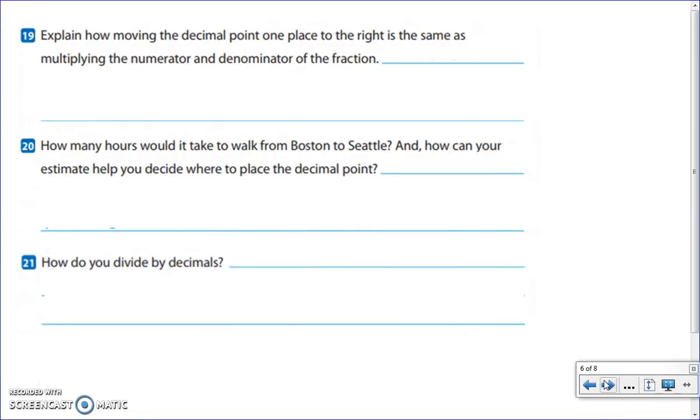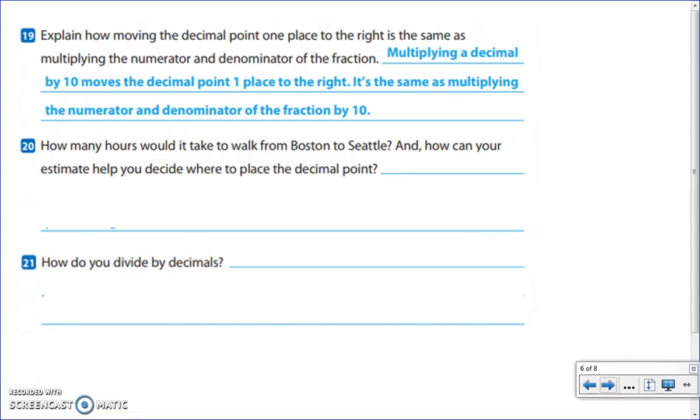So explain how moving the decimal point one place to the right is the same as multiplying the numerator and the denominator of the fraction. Well, we keep the fraction equivalent because we multiply the top and bottom number by the same number. When we multiply something by 10, we move the decimal place 1 to the right. We just need to make sure it's equivalent, so we keep it the same on both the top and the bottom. If you think about it, when we have any fraction multiplied by 10 over 10 or by 100 over 100, I know 10 over 10 is really 1, and that's why it's equivalent. I'm just really multiplying by a form of 1, so it's not really changing the value.